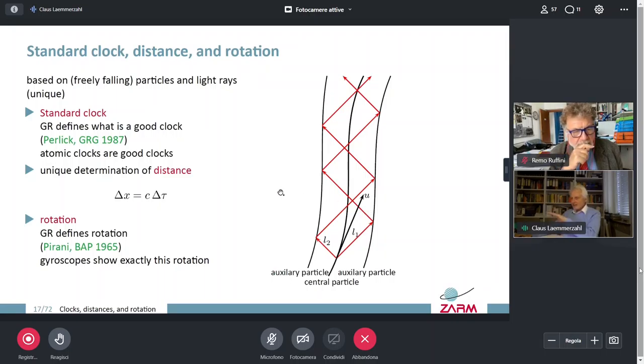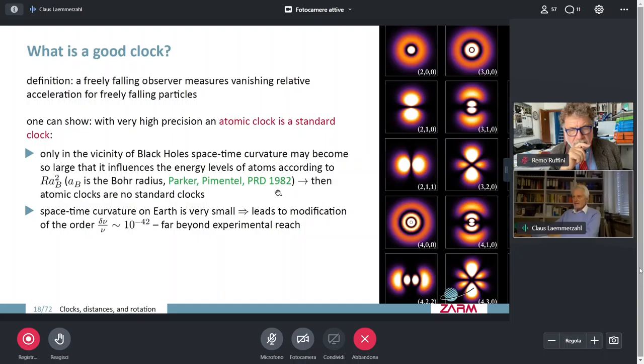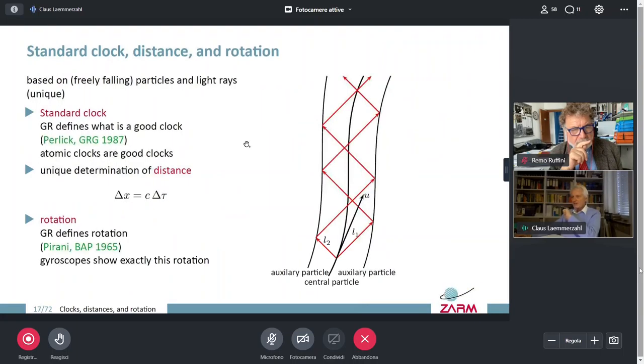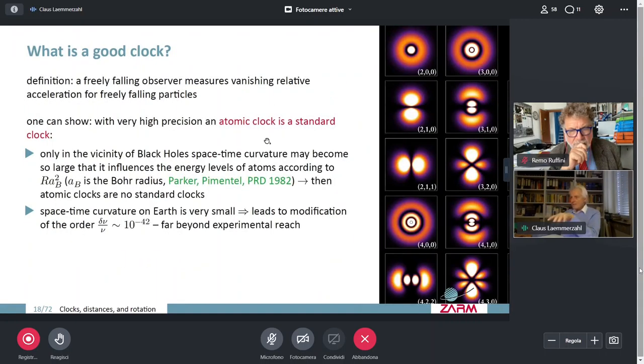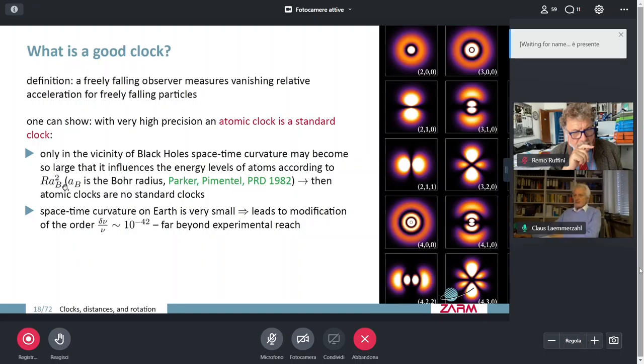Okay, so general relativity tells you what good clocks are and what rotation is. And regarding the clocks, we of course have to ask whether our best clocks, the atomic clocks, are standard clocks in this sense. This has not yet been shown. This is just a geometric construction here with point particles and light rays, and atomic clocks are based on quantum mechanics. But it has been shown by Parker and Pimentel in the 80s that the energy levels are influenced by the curvature of space-time at the level of the curvature times the Bohr radius squared. So in principle, atomic clocks are not standard clocks.